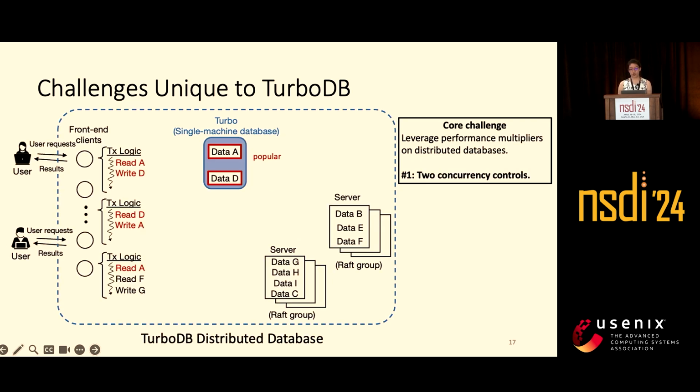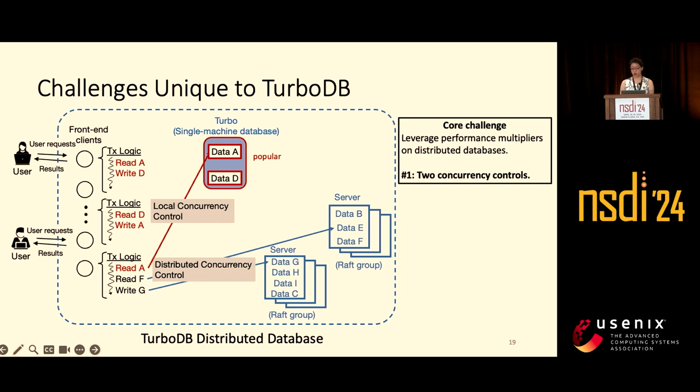The first is a concurrency control challenge. The turbo and distributed database independently run local and distributed concurrency control protocols, respectively. Transactions that access both hot and cool data will see some of their operations committed by local concurrency control on the turbo, and the remaining committed by distributed concurrency control on the servers. Despite this, the turbo and servers must order transactions the same way without forcing the turbo to coordinate with another machine.